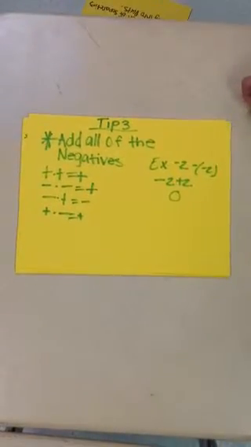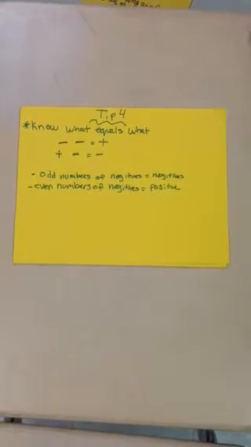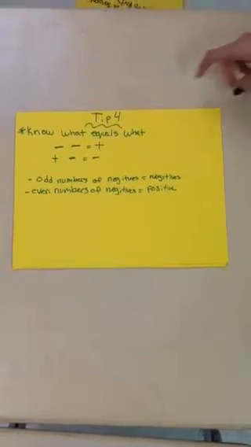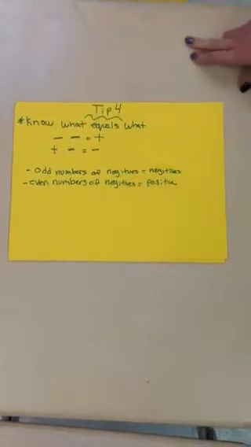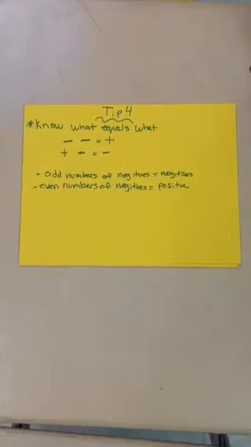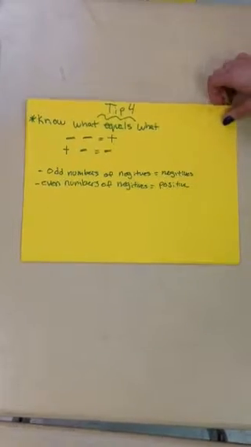Tip number 3 is to add all negatives. Tip number 4 is to know what equals what. Two negatives equals a positive, and 3 negatives equals a negative. An odd number of negatives equals a negative, and an even number of negatives equals a positive.